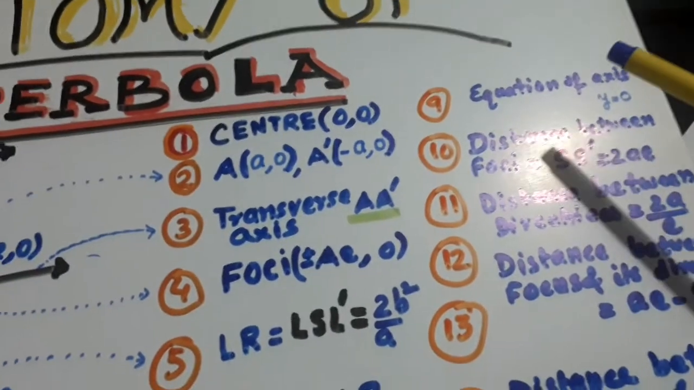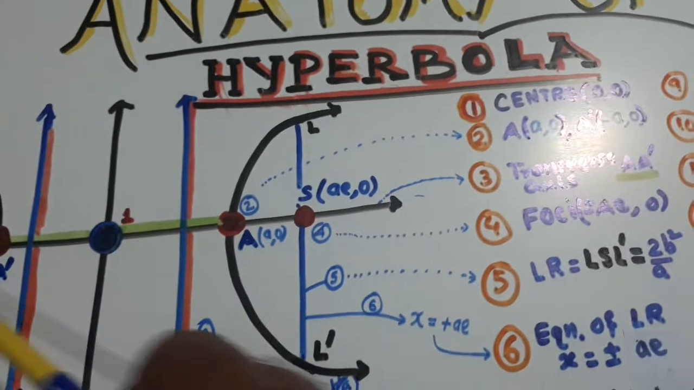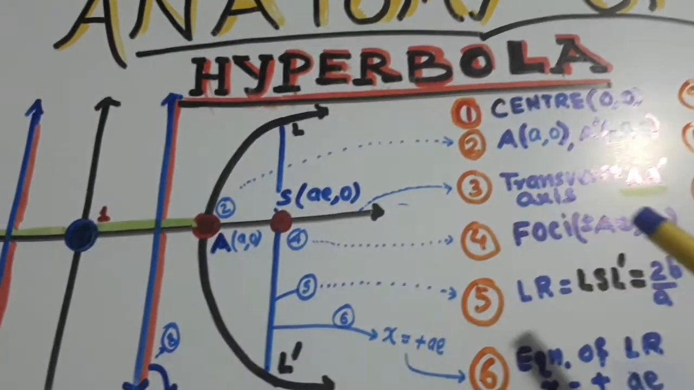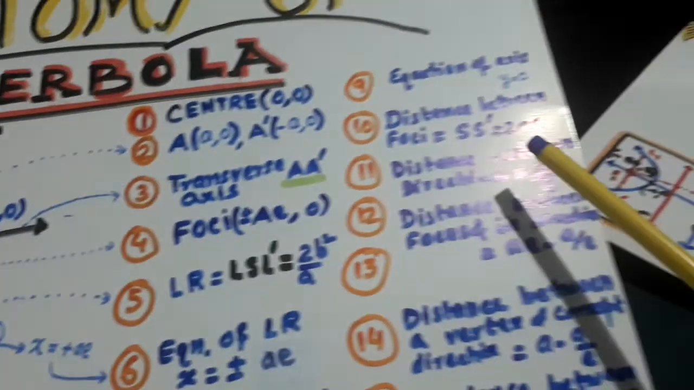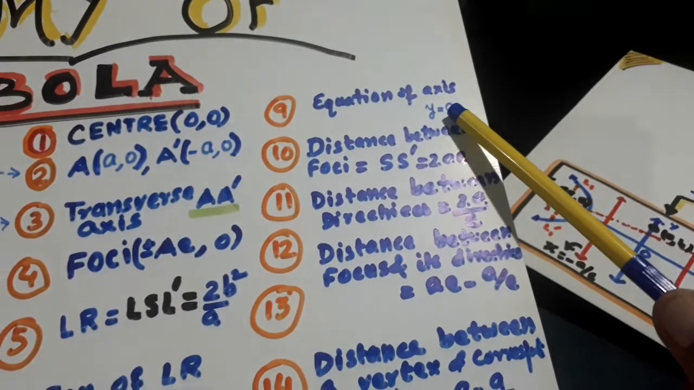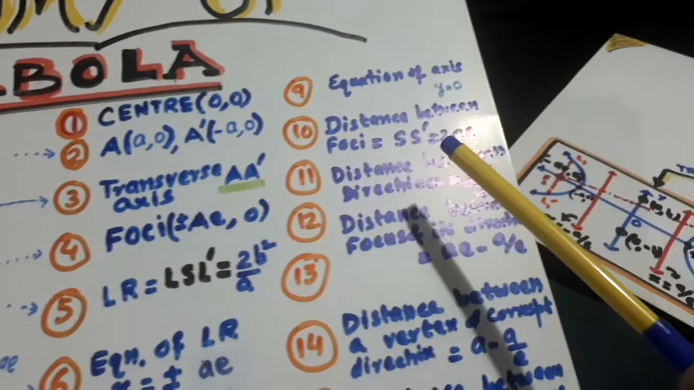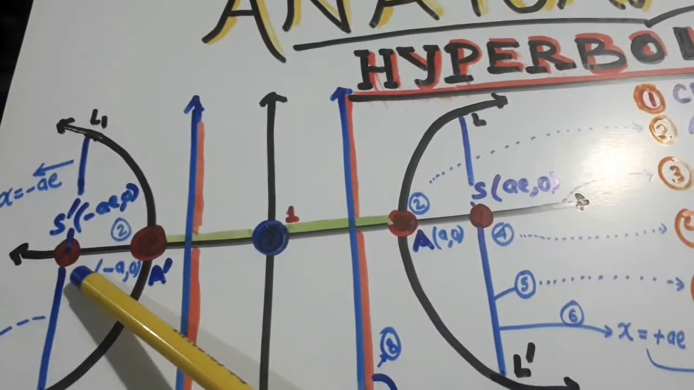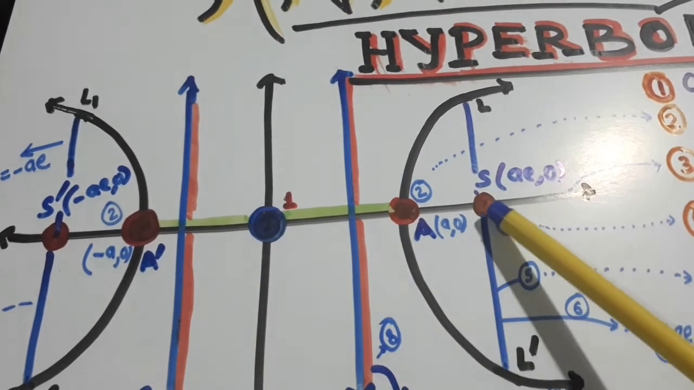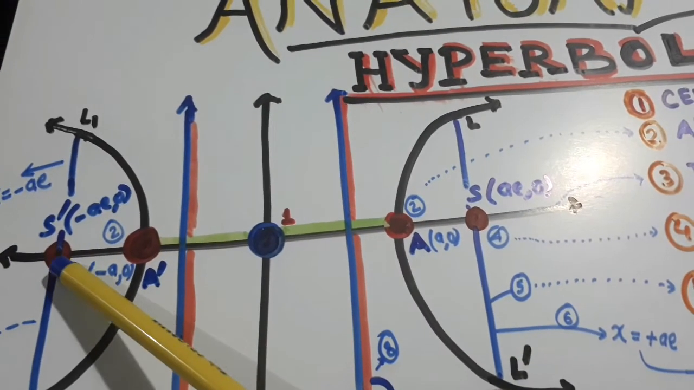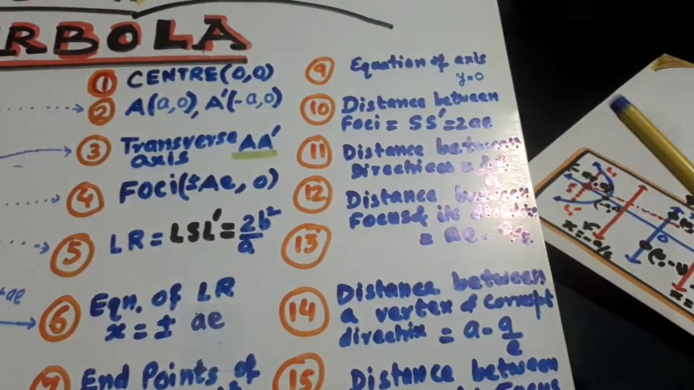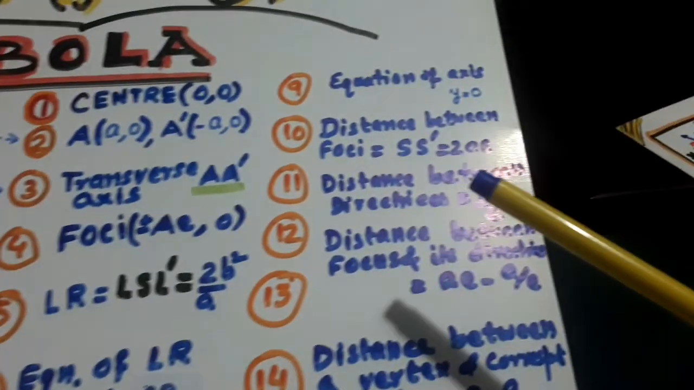Let us go to next. Equation of axis. This is the axis passing through the hyperbola and it is x-axis. And equation of x-axis, as you know, is y equal to 0. Distance between foci. Look here. This is focus, this is focus. From here to here, this is ae. From here to here, it is again ae. So total will be 2ae. Total is 2ae.